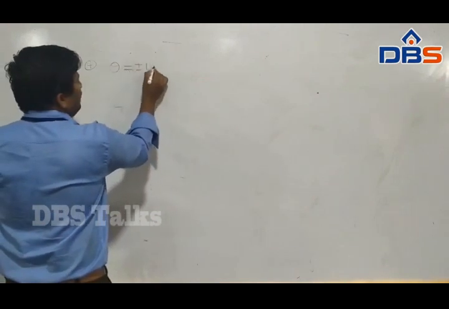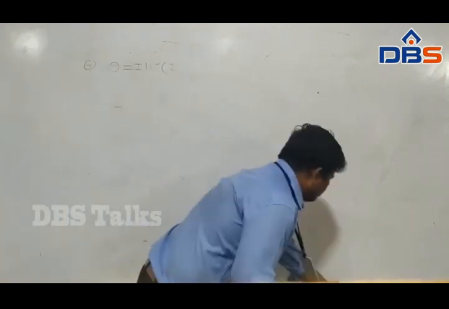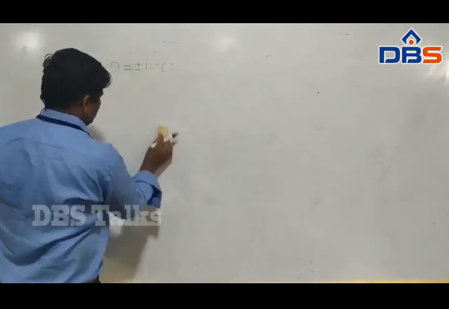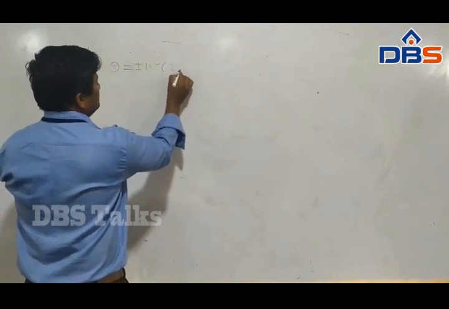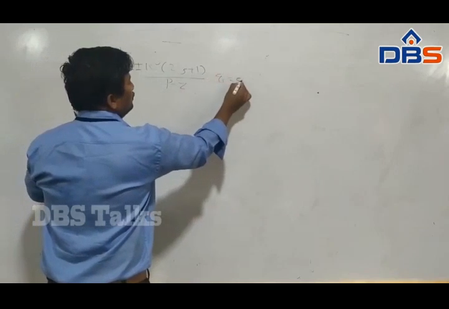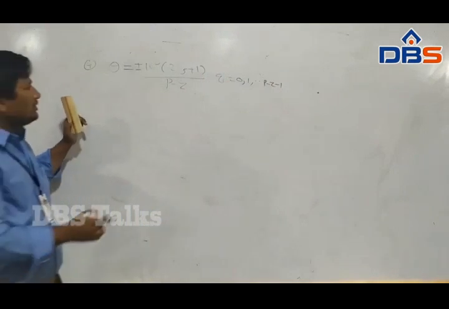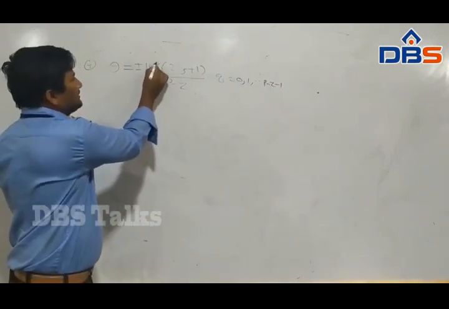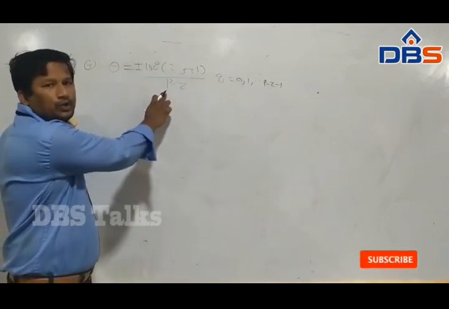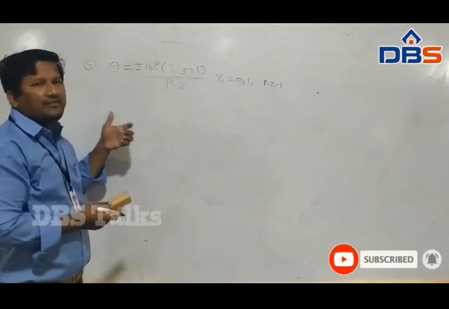Theta is equal to plus or minus 180 degrees into (2q plus 1) divided by (p minus z), where q is equal to 0, 1, up to p minus z minus 1. So theta is plus or minus 180 degrees into (2q plus 1) divided by (p minus z), where p is the number of open loop poles and z is the number of open loop zeros. So now from this we have to determine the angle of asymptotes.